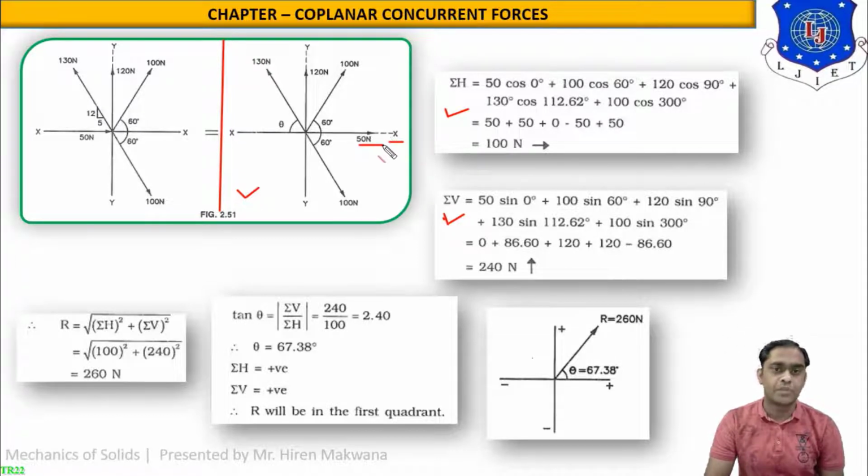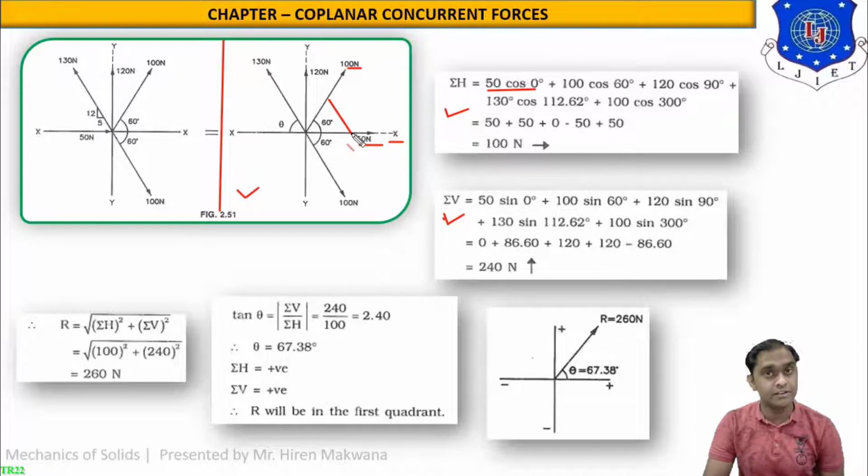The first force is 50. It is making 0 angle with the x-axis. So the first value is 50 cos 0. The second force of 100 Newton is at 60 degree with the x-axis.